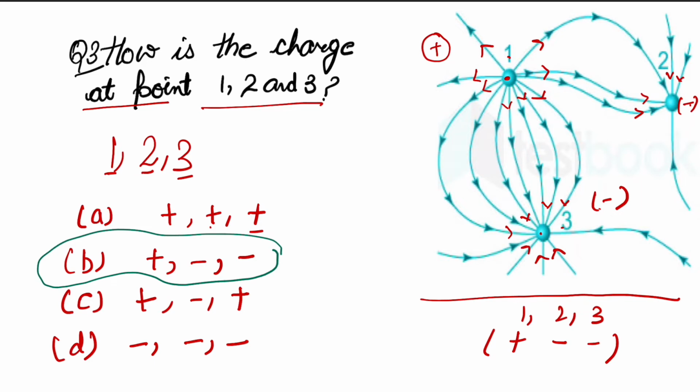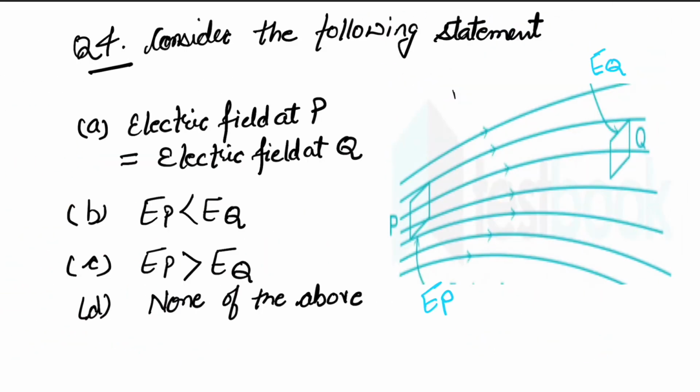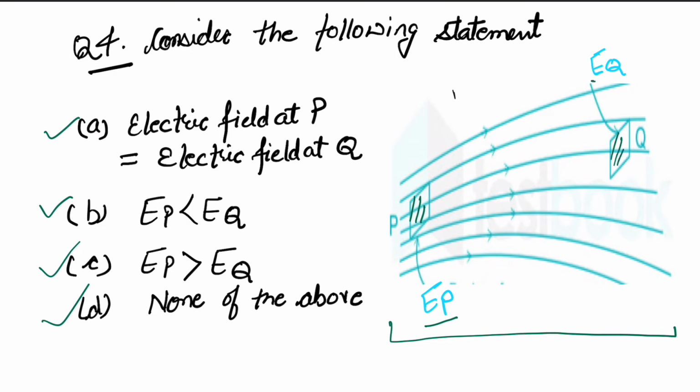Now let us move to question number 4. In question number 4, they have given this figure, and they ask which option you will consider among these 4 options. There are 2 points. One is this area at which the electric field is EP. Another is this at which the electric field is EQ. You can clearly see that the electric field is non-uniform, because it is changing its direction as the lines are curved.